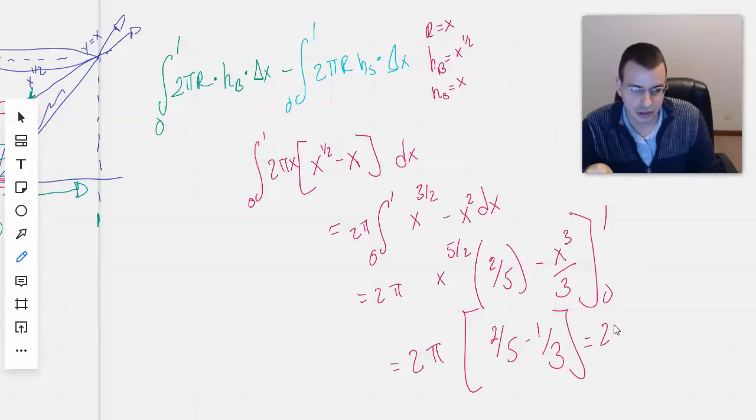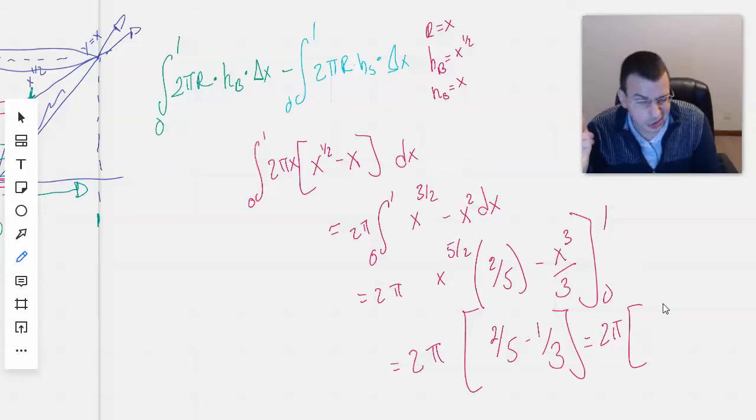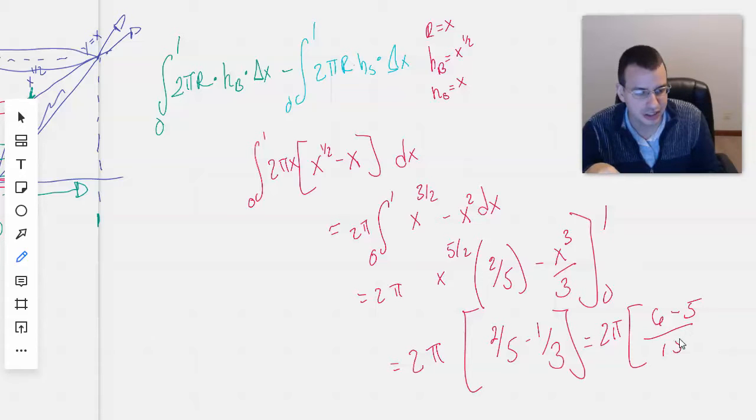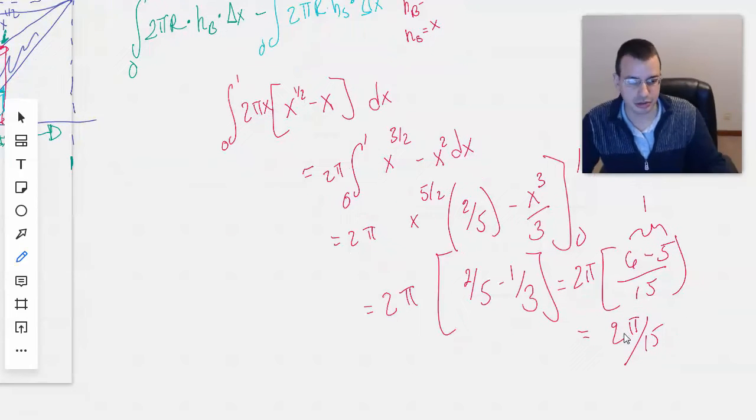which is 2 pi, and then this will be, what is it, 3 times 2 is 6, minus 5 times 1, which is 5, over 15. This becomes 1, and so we're left with 2 pi over 15. Okay, that seems reasonable.